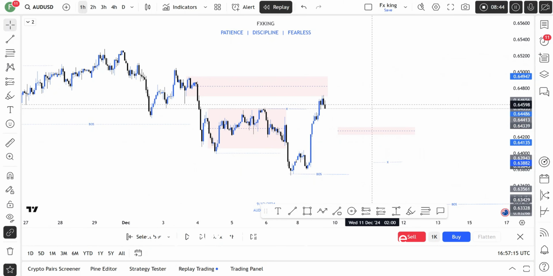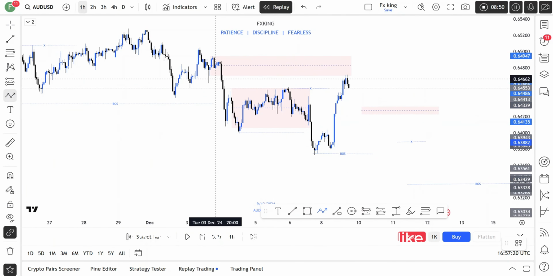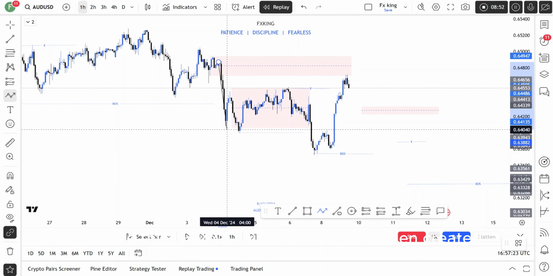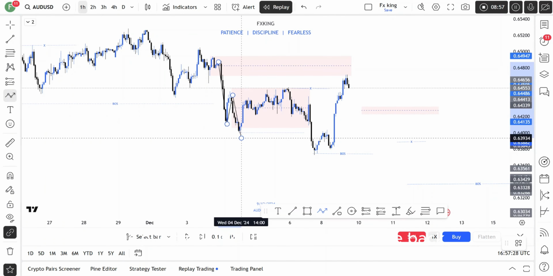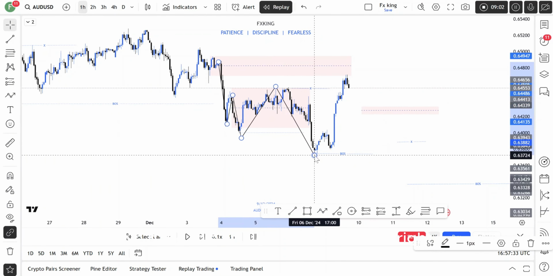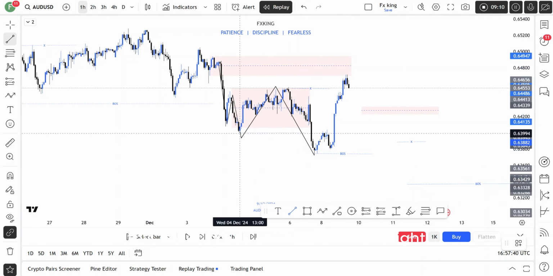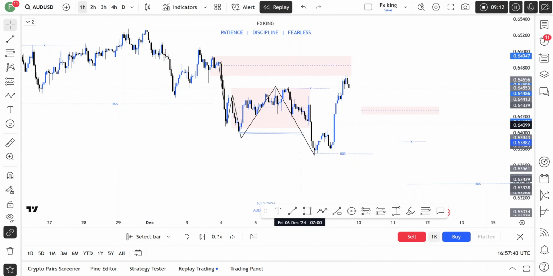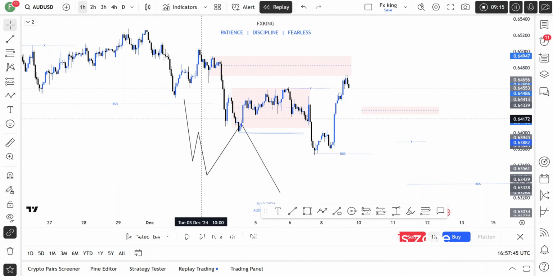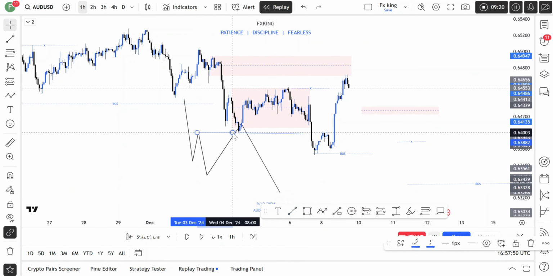Okay, so from here you can see that we have a move. How does this move look? It shot down like this, then created this pullback. When it came back, it took out this pullback, and we have this straight move like this. Once this happened, this was our break of structure here. This is so because this move has taken out an inducement on this zone.